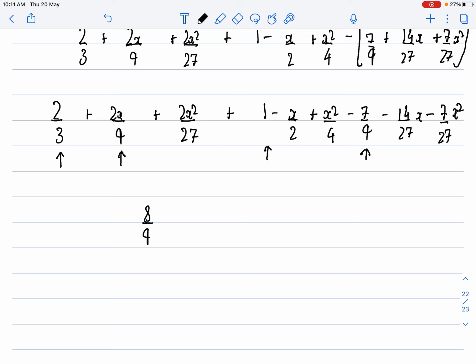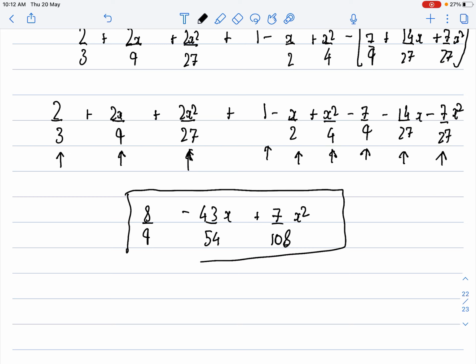Now I can simply do 2 over 9x plus minus x by 2 minus 14 by 27x. So 2 by 9 minus 1 by 2 minus 14 by 27. So the value I get here is minus 43 by 54x. Now I can simply do 2 over 27 minus 7 over 27 plus 1 over 4. This is what I can do to get my answer basically as 7 over 108 x square. Basically I added this, this and this. So now this is the final answer of my question.